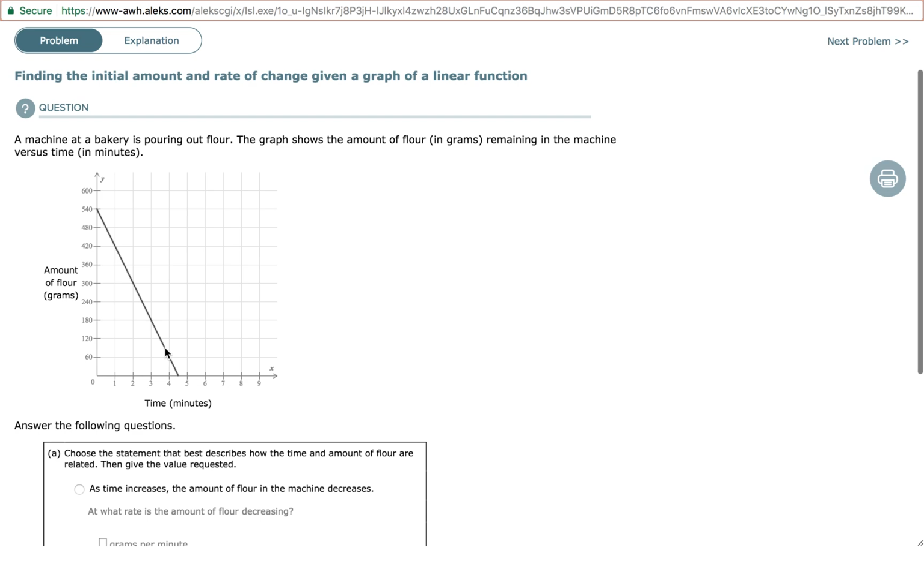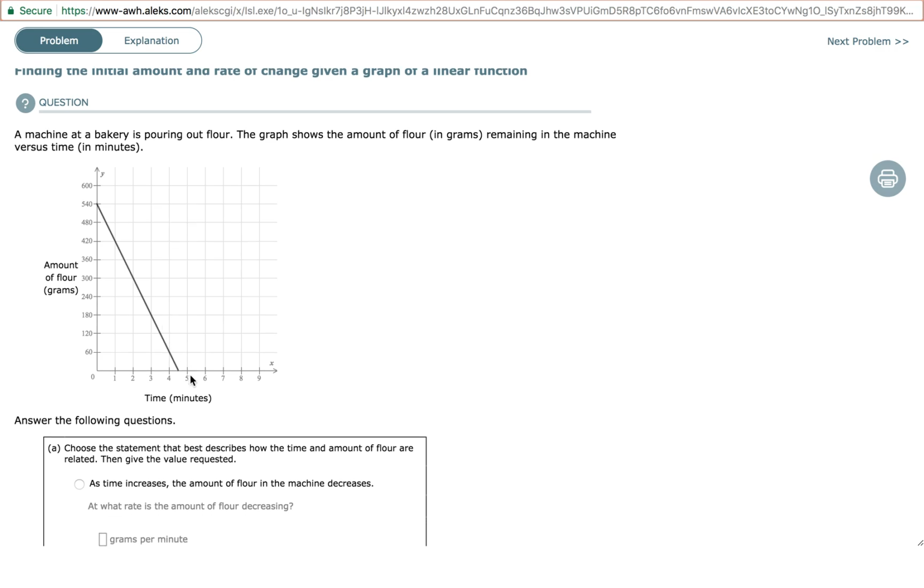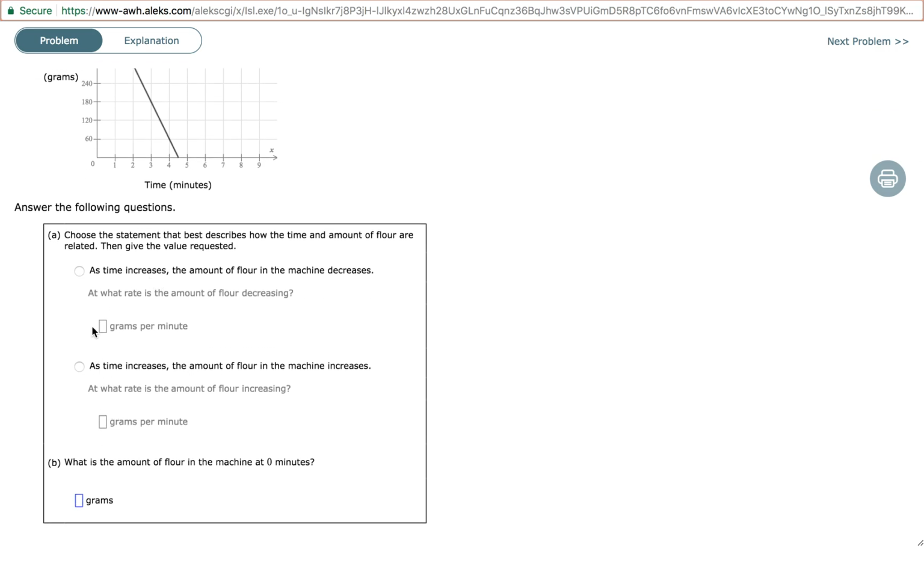Now, is the amount of flour increasing or decreasing over time? As described, and as we can tell now from the graph, it is decreasing because we can see the line is going downward from left to right. Therefore, in part A, we have to select one of these two options. As time increases, the amount of flour in the machine decreases, or as time increases, the amount of flour in the machine increases. And again, we've determined that as time goes on, the amount of flour is doing what? It's decreasing. So we have to first select this option.